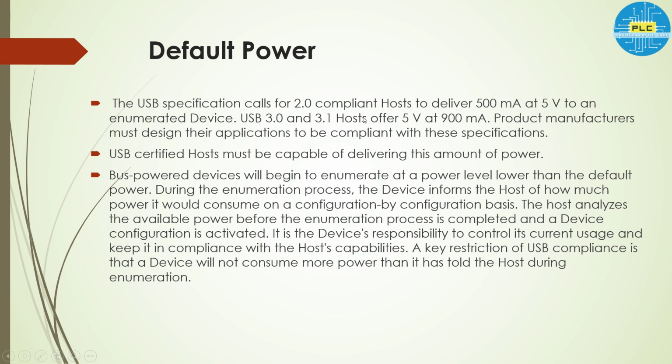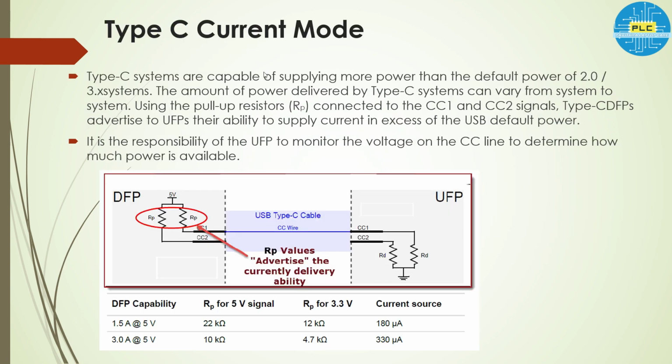That I already explained before, but once again I am going to explain. A USB 2.0 compliant host delivers 500 milliamps at 5 volts to a connected device. USB 3 and 3.1 hosts offer 5 volts at 900 milliamps. This one is the first basic power delivery. Second one is Type-C current mode.